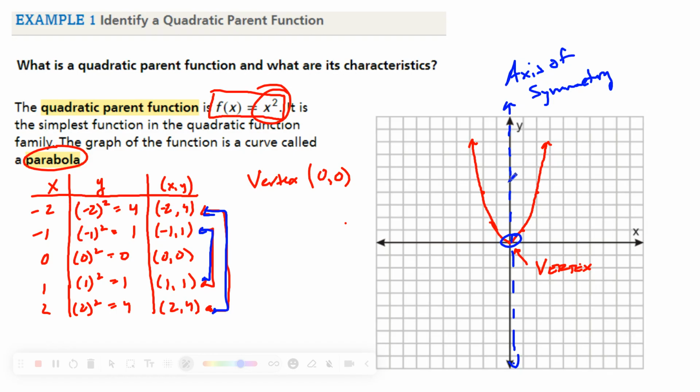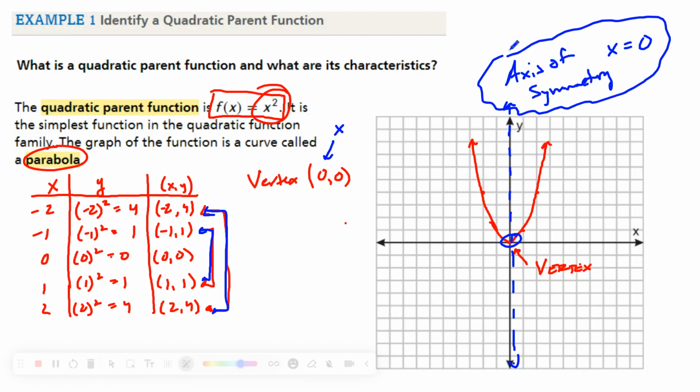Now, vertical lines have equations x equals. So for this vertical line, because the x of the vertex is 0, this equation is x equals 0. That is your axis of symmetry for the parent function. It goes right down through the middle. The idea is that this point over here is the same as this point over here, and that works for all the points going up the right and left sides. There's symmetry.